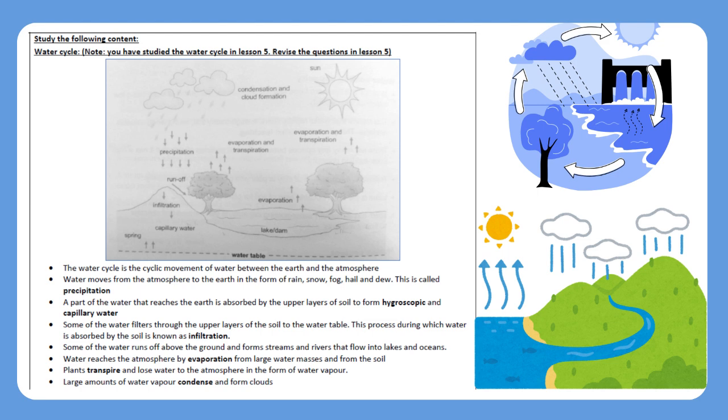soil to form hygroscopic and capillary water. Some of the water filters through the upper layers of the soil to the water table. This process during which water is absorbed by the soil is known as infiltration. Some of the water runs off above the ground and forms streams and rivers that flow into lakes and oceans. Water reaches the atmosphere by evaporation from large water masses and from the soil. Plants transpire and lose water to the atmosphere in the form of water vapor. Large amounts of water vapor condense and form clouds.